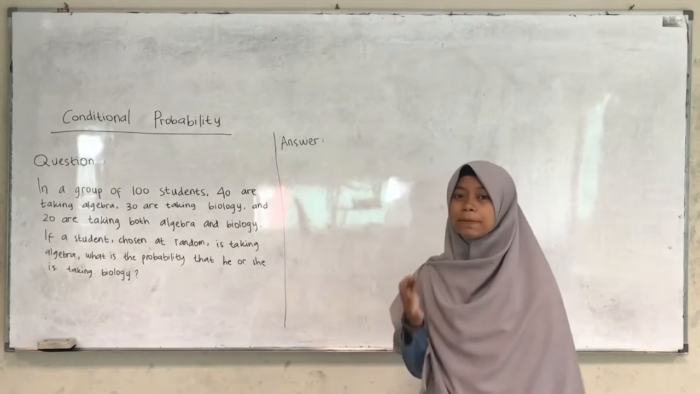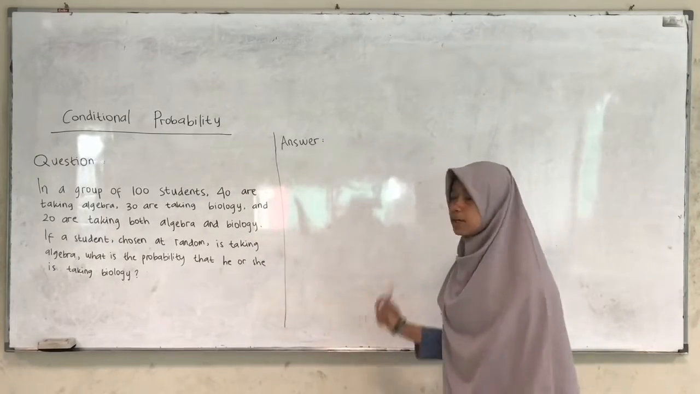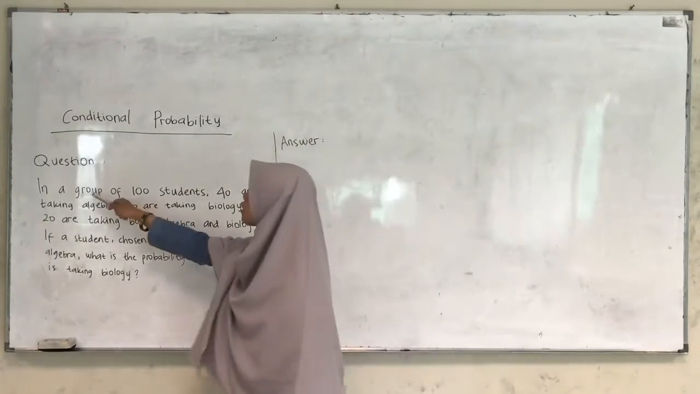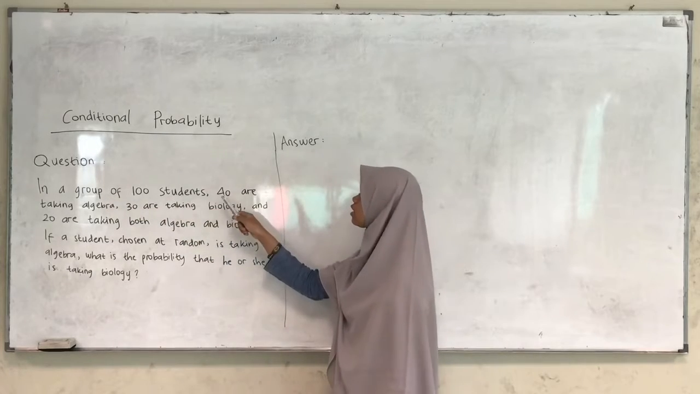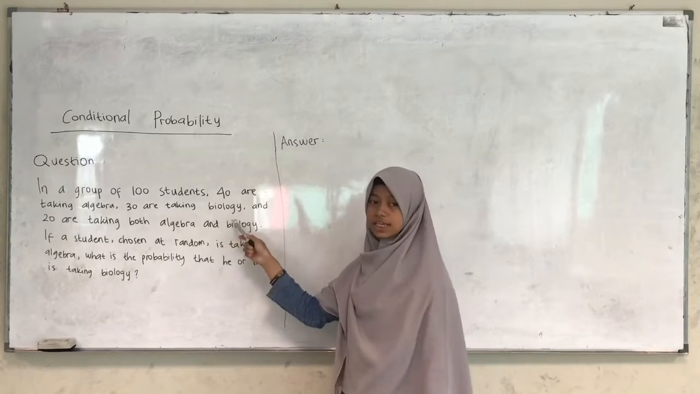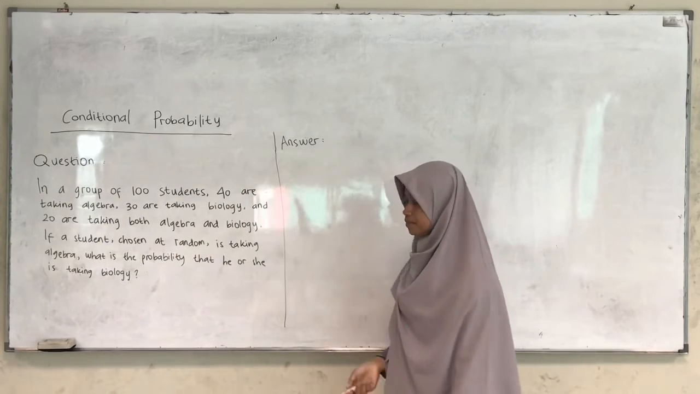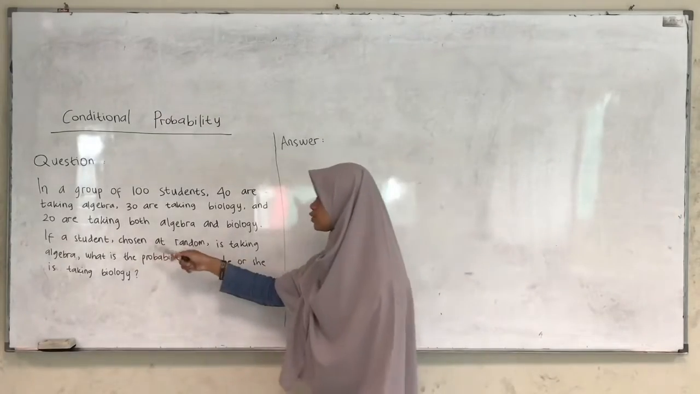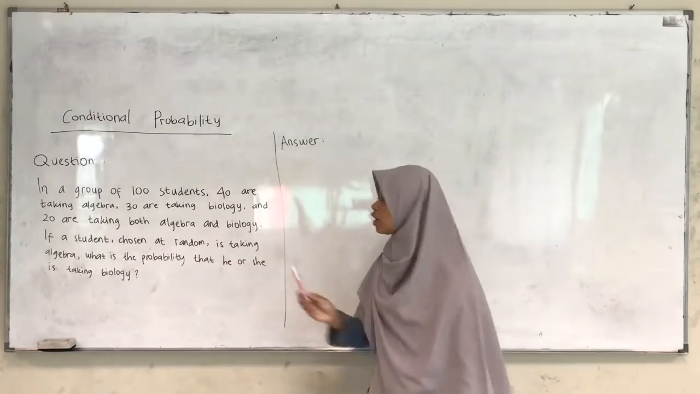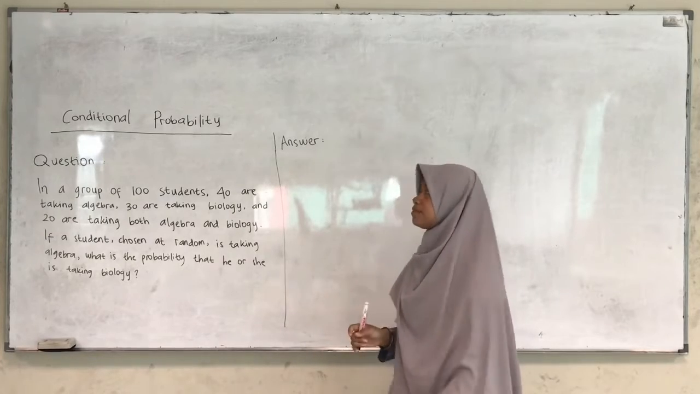I want to solve the mathematics word problem about conditional probability. The question is, in a group of 100 students, 40 are taking algebra, 30 are taking biology, and 20 are taking both algebra and biology. If a student chosen at random is taking algebra, what is the probability that he or she is taking biology?